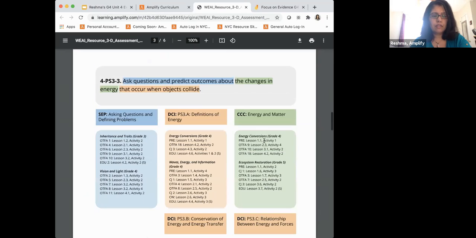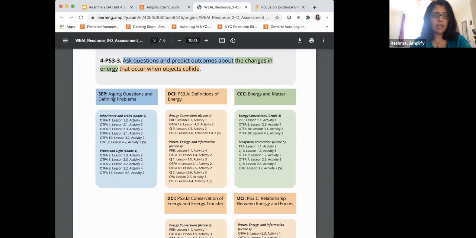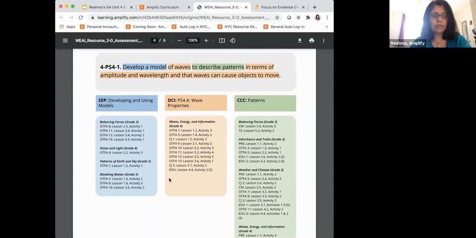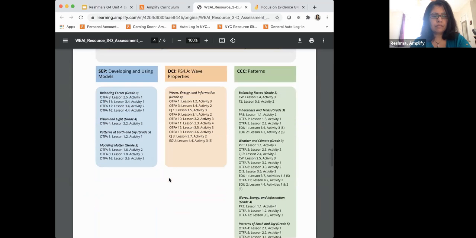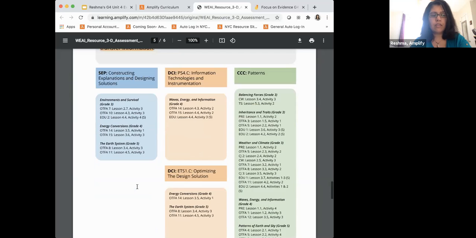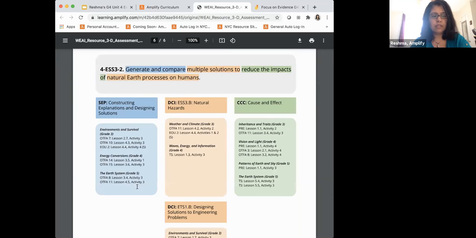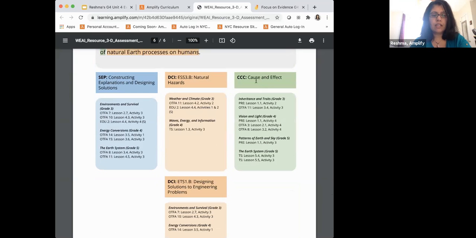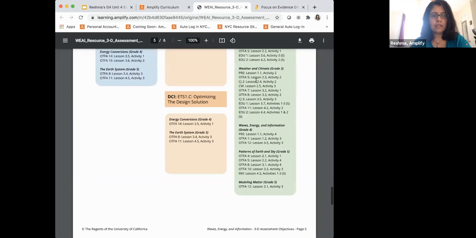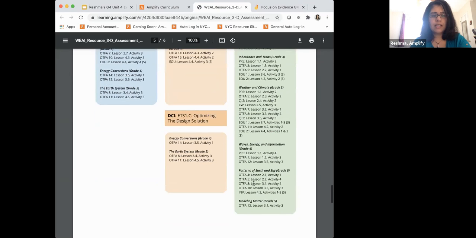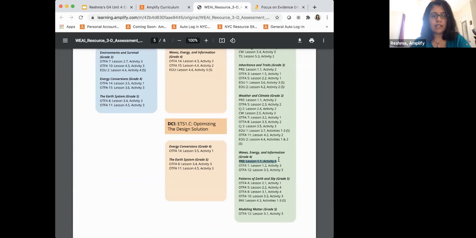If I go further down, we can do, for example, asking questions and defining problems, developing and using models, or constructing explanations and designing solutions. These are all the science and engineering practices in blue. Or we can do, for green, the cross-cutting concepts. So for example, patterns, focusing on this particular unit, is assessed in the pre-unit assessment in activity 4.